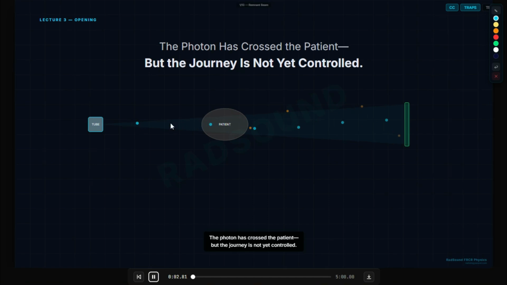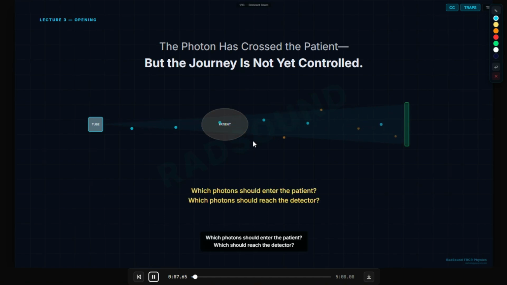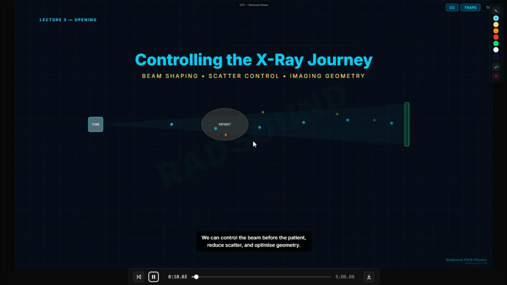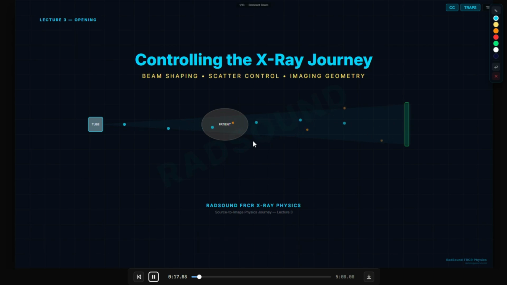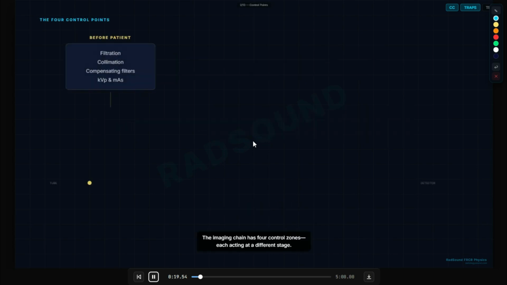So it's a photon going through the patient. We may not have an impact on what's going on inside, but we can do certain things, such as image geometry, to have a better image. So, what shall we do?